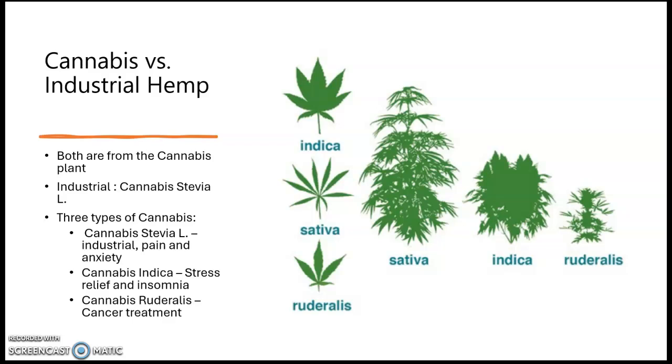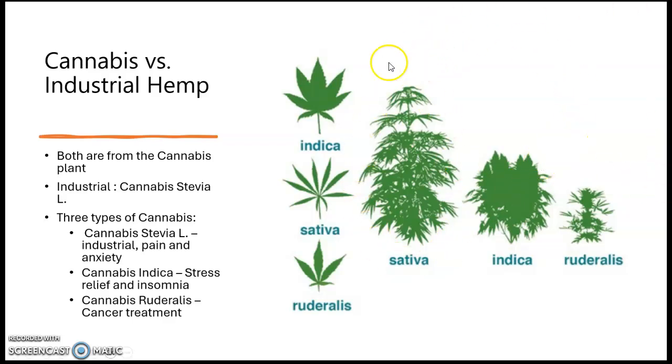You have Cannabis stevia L, which is used in industrial. It's known for being good for pain relief and anxiety. There's Cannabis indica, which is used for stress relief and insomnia with higher levels of CBD and some THC in it. And then there's Cannabis ruderalis, which is high in THC and is used in more intense things like cancer treatments. And off to the side here you can see there's a little bit of a breakdown.